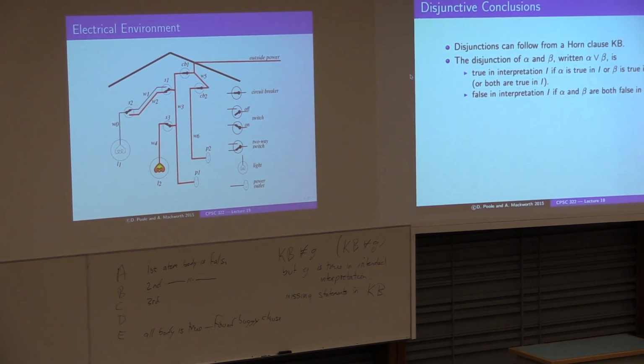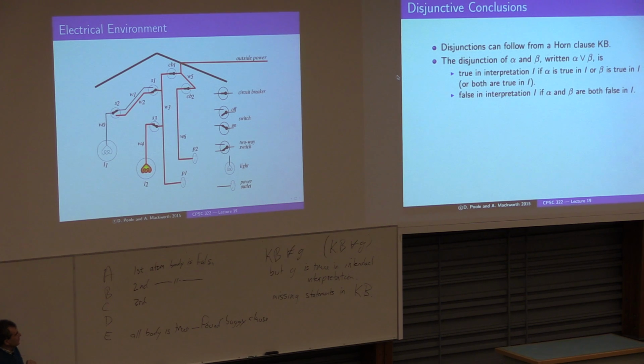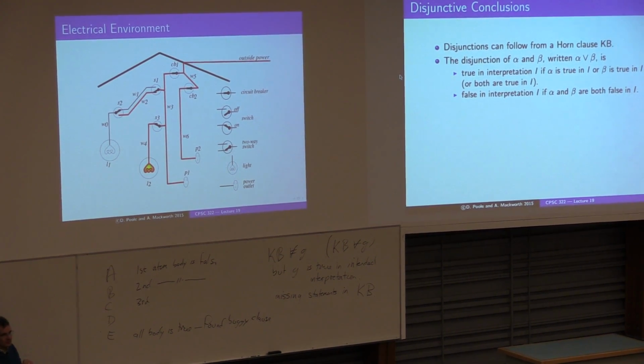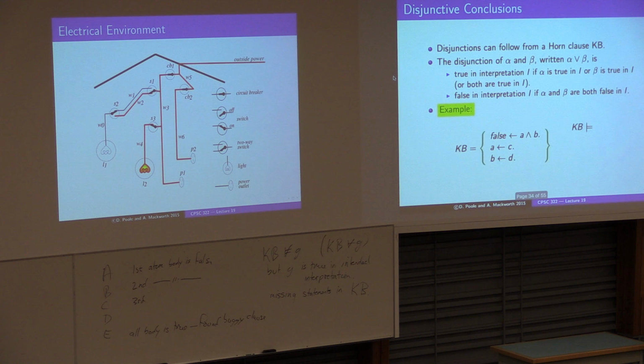We can also prove disjunctions. So the disjunction is A or B. It's true if alpha is true or beta is true or both are true. So alpha or beta is true if one of them is true, and it's false if they're both false. It's the normal OR that we've seen before. And again, we don't have this in our language, but we can prove it sometimes. So here's an example. If we have false if A and B, and A is true if C and B is true if D, what can we conclude?